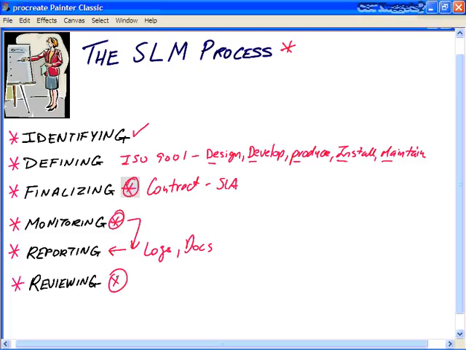Also, assessing the consequences of failure on the part of the customer or the vendor to provide the agreed upon service levels. This is the service level management process: identify, define, finalize, or contract phase, monitor, report, and review.